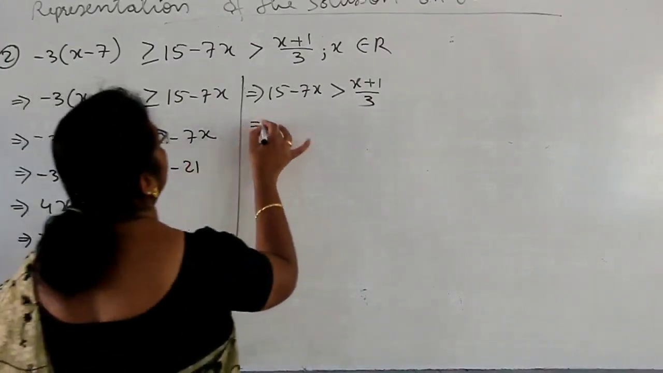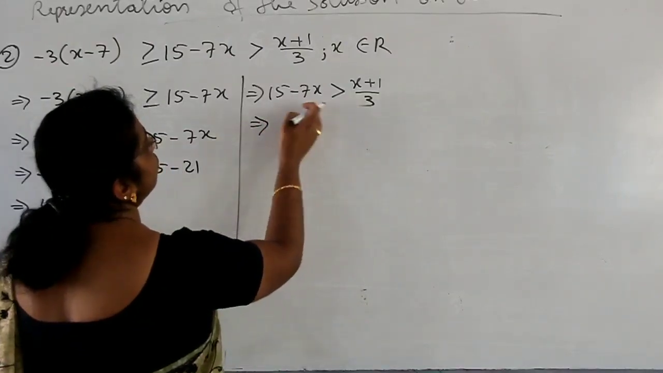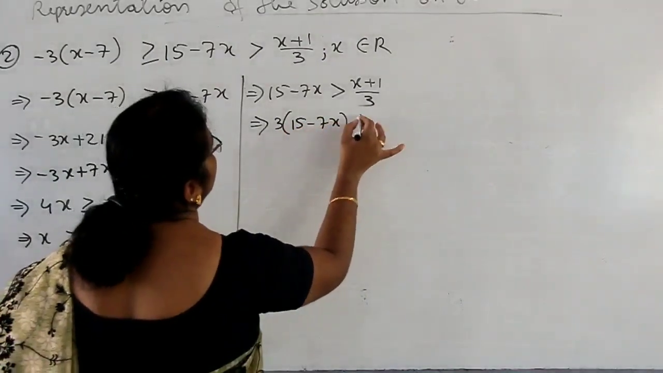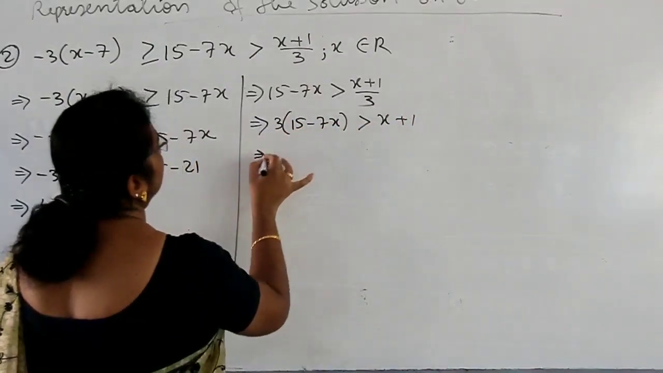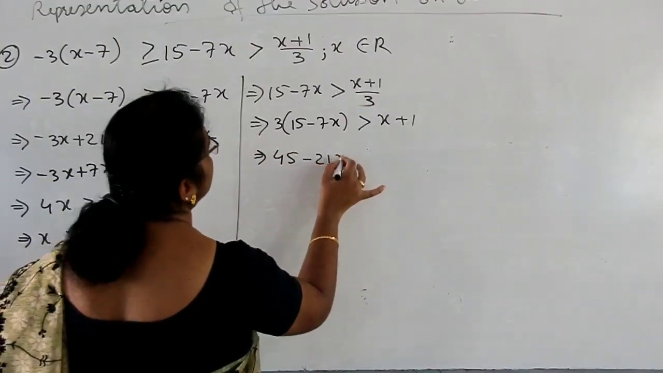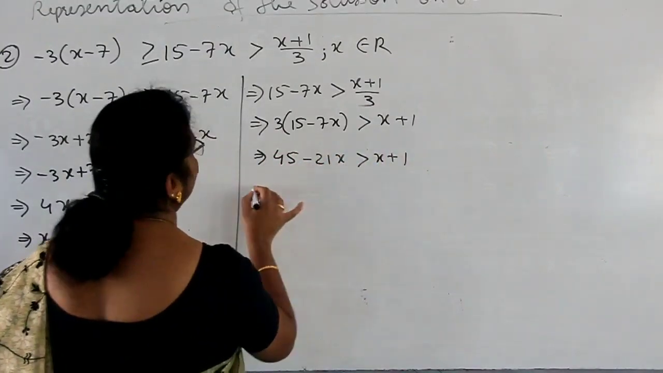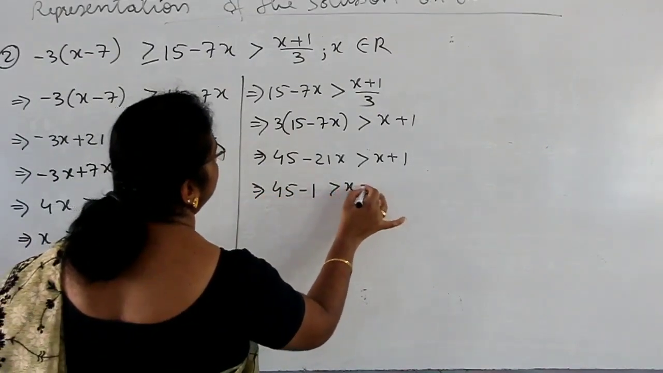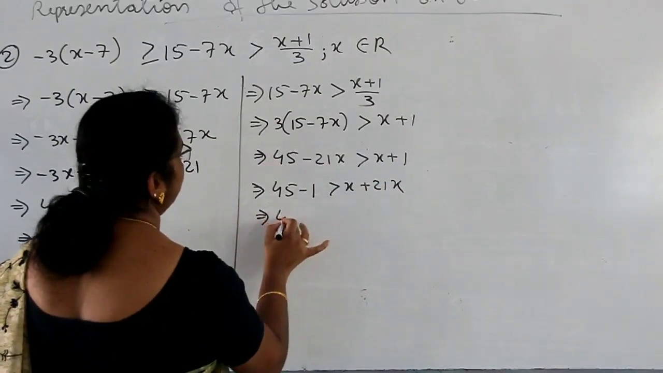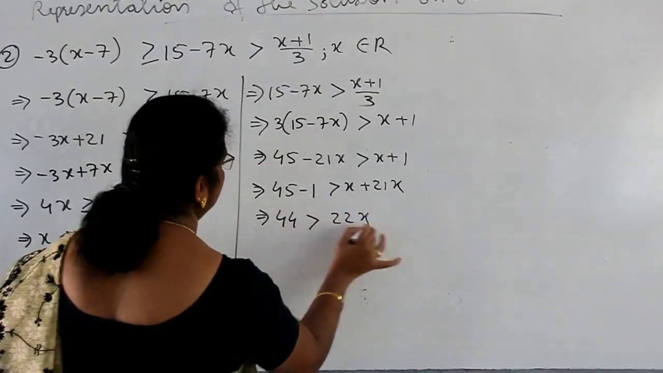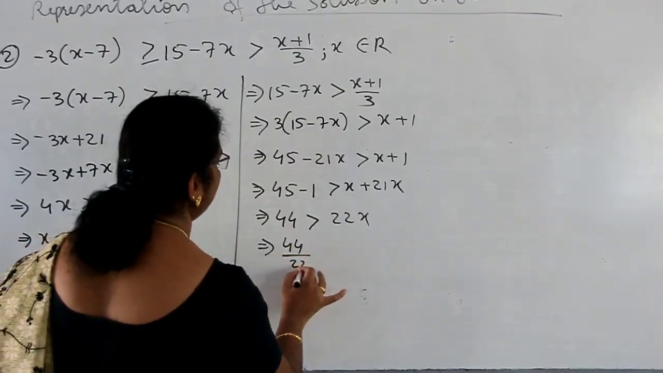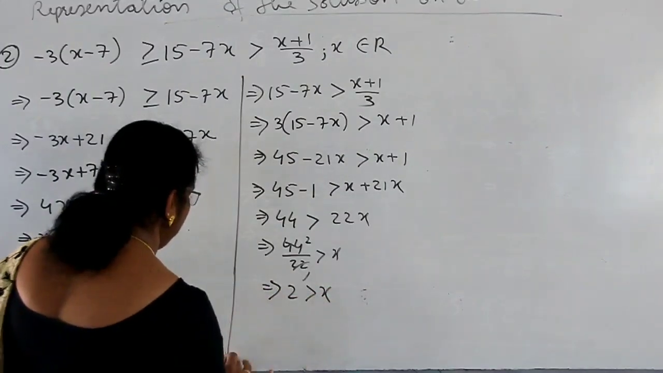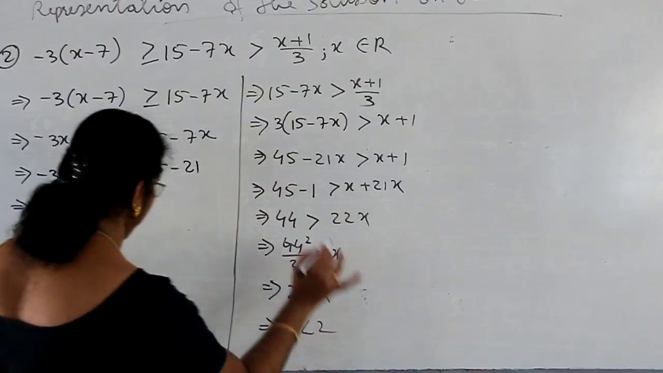And next one we can solve. Here first we can cross multiply, 3 into 15 minus 7x greater than x plus 1, then 45 minus 21x greater than x plus 1, then 45 minus 1 greater than x plus 21x, which implies 44 greater than 22x, which implies 44 by 22 greater than x. Here 2 greater than x, which implies x less than 2.